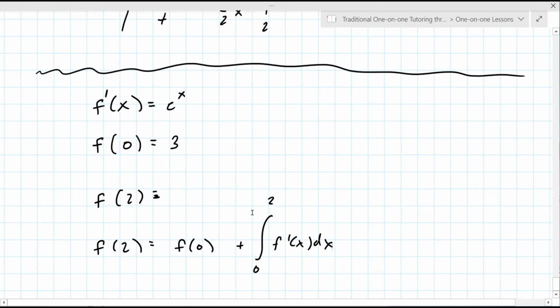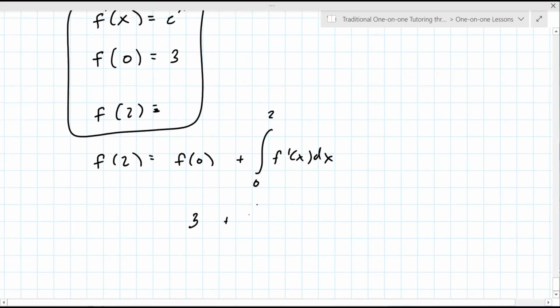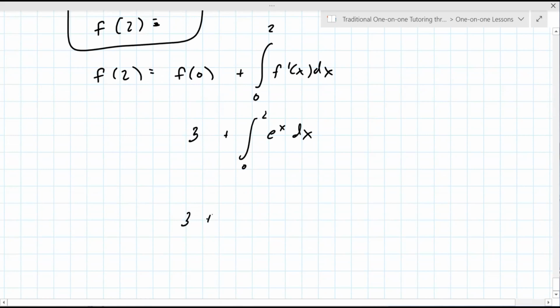So you would have to write this by yourself. Yes, you're given this, and then you have to do this next part. So f of 0 is 3, plus the integral from 0 to 2 of e to the x dx. Okay, so then that's e to the x, so that'll be e to the 2 minus e to the 0, so minus 1. And then that's all plus 3. So it's 2 plus e squared. Yes, e squared. Okay.